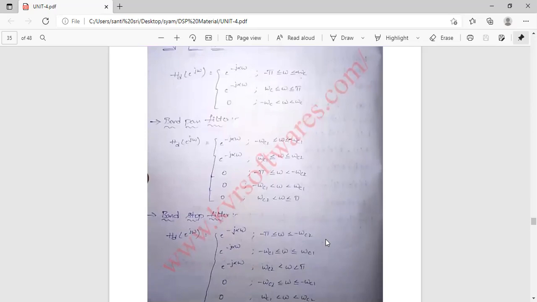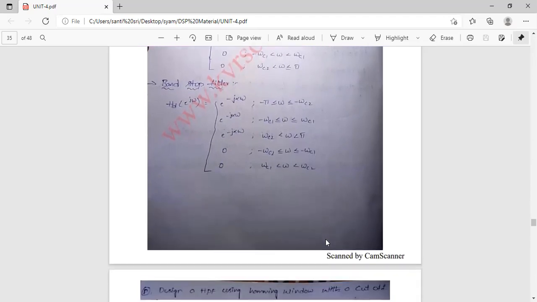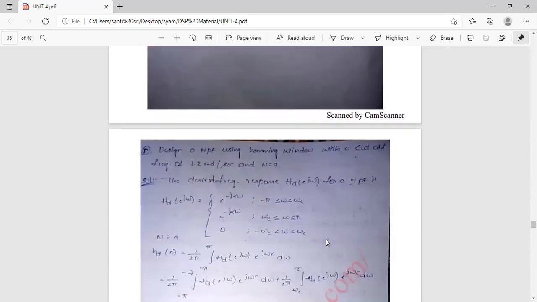And for the band stop filter, HD of e power j omega is e power minus j alpha omega from minus pi to minus omega c2, from minus omega c1 to omega c1, and from omega c2 to pi, and is 0 from minus omega c2 to minus omega c1 and also 0 from omega c1 to omega c2. Okay, so that is the condition.